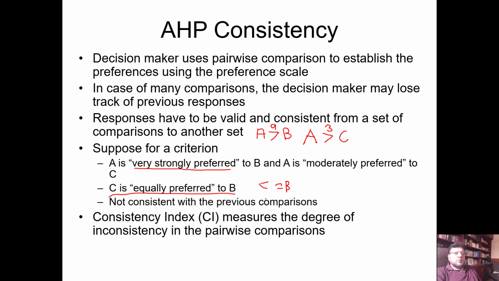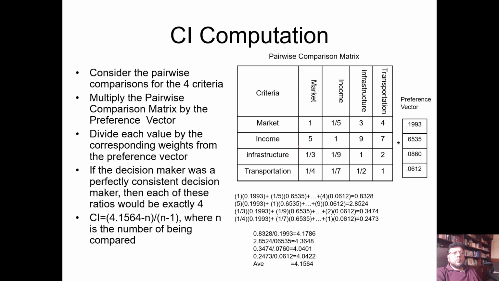What we want is a mathematical way of finding out if this kind of mistake has been made. To do that, we have something called a consistency index. So how does that work? We take the original scoring that we had. We have this original scoring over here, and the preference vectors for market, income, infrastructure, and transport. And we're going to compute the consistency index.